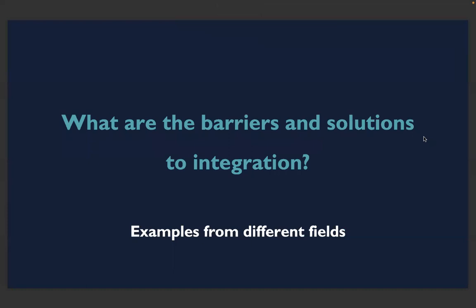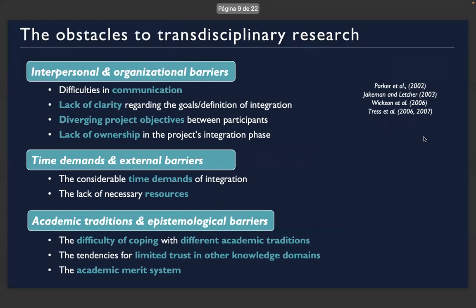So now I will go through different examples of integration in different fields to explain what the barriers to cooperation, collaboration, and integration are, and then what solutions they propose. At the end of this presentation, we will see how this can be applied to the ocean observing system. So as I said at the beginning, integration in general means transdisciplinarity in science. And I found a lot of literature on the obstacles to transdisciplinary research. And basically, there are 3 main obstacles according to this literature.